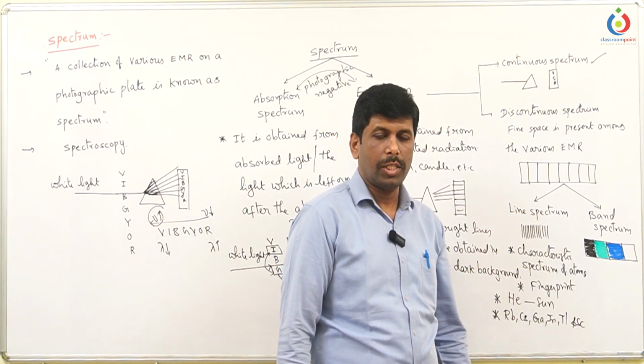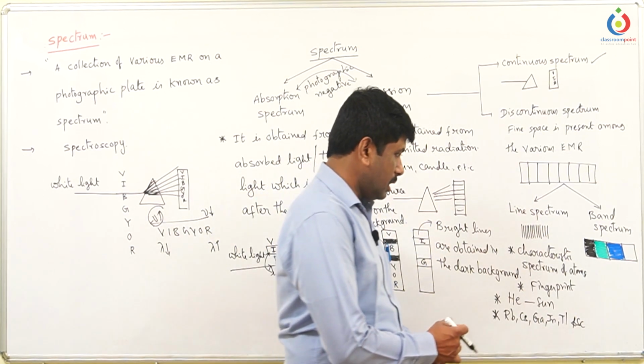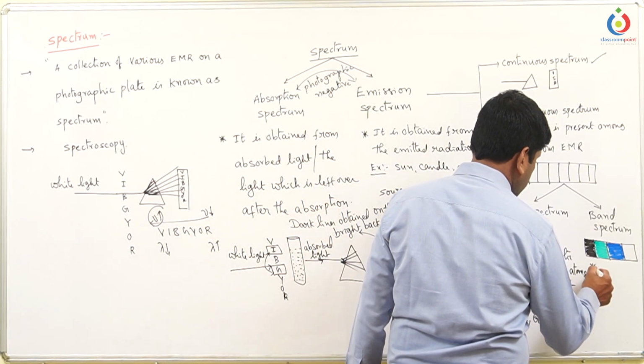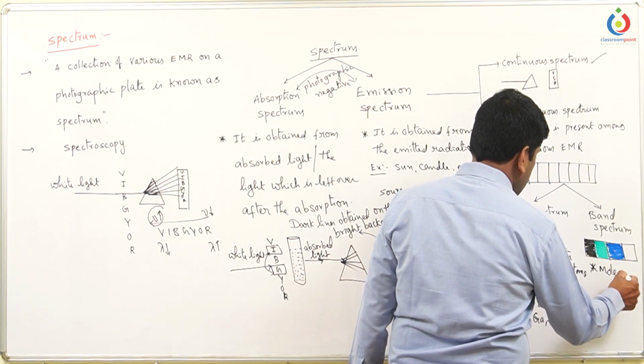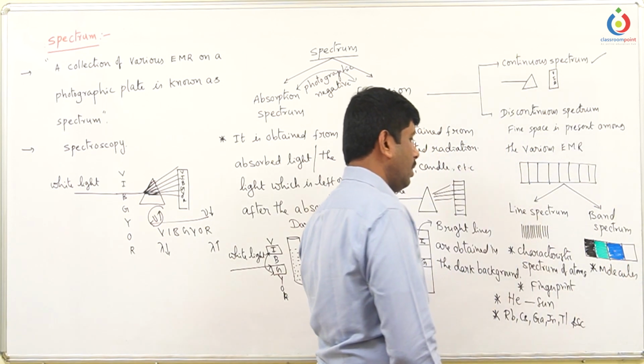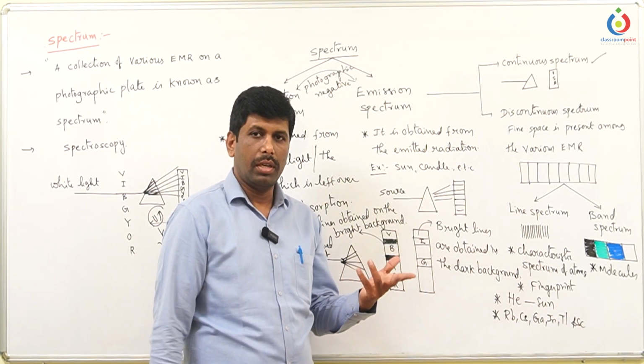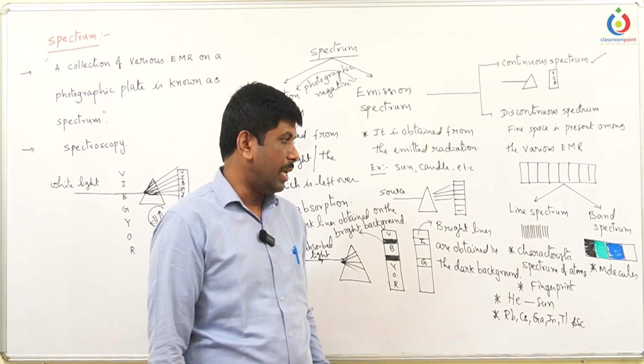Then what about the band spectrum? Band spectrum is given by the molecules, and it is not the characteristic spectrum of the molecules. Any two molecules may give the same type of band spectrum.